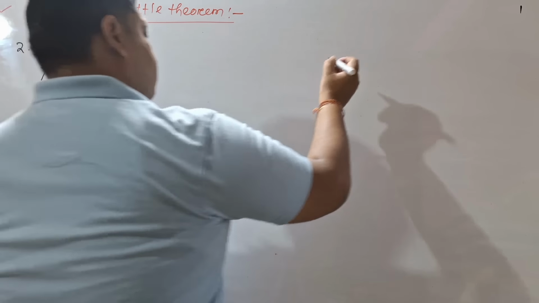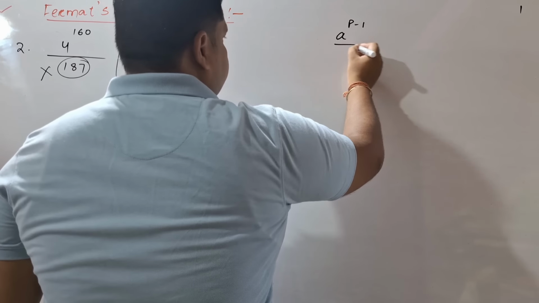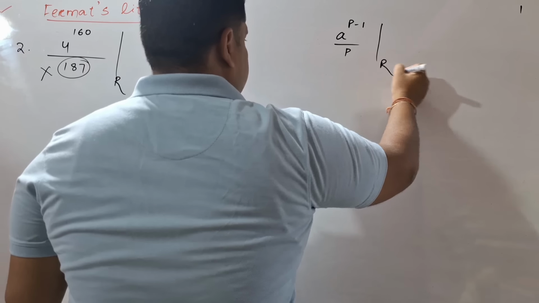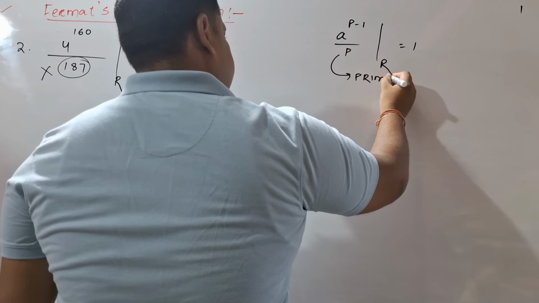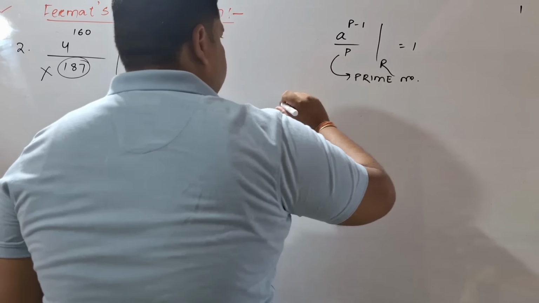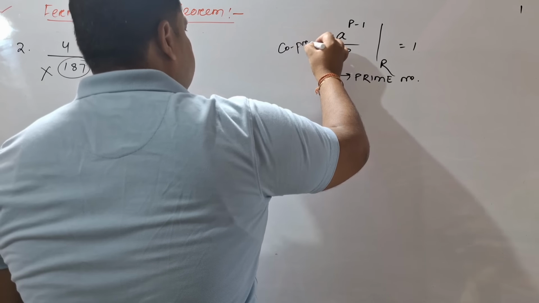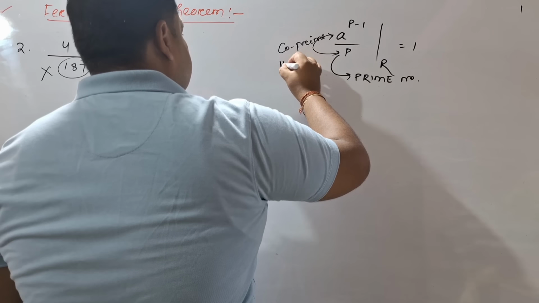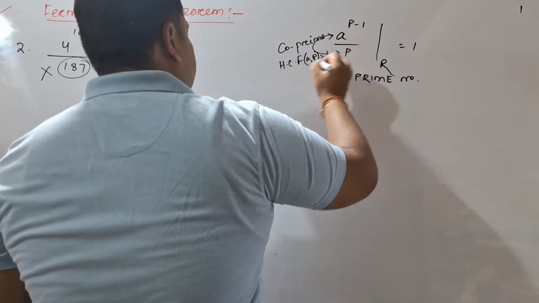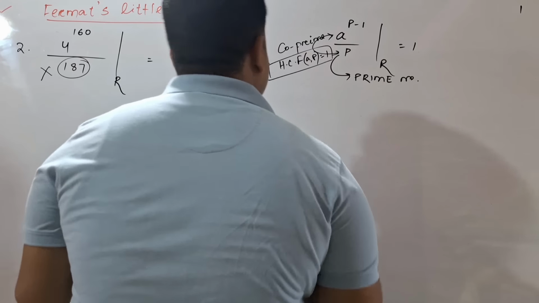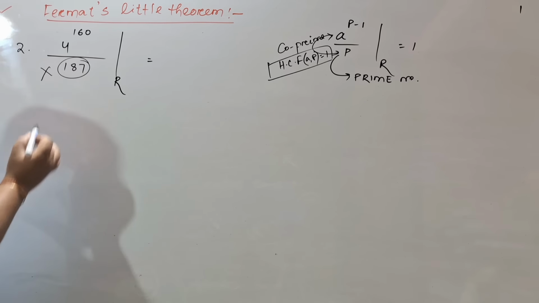Once again, the syntax is: a to the power p minus 1, when it is divided by p, the remainder is 1. Here p stands for prime number. The condition is that a and p must be co-prime with each other. Co-prime means HCF must be 1. HCF of a and p must be 1. So here the condition is satisfied: 4 and 187 are co-prime, but 187 is not a prime number.